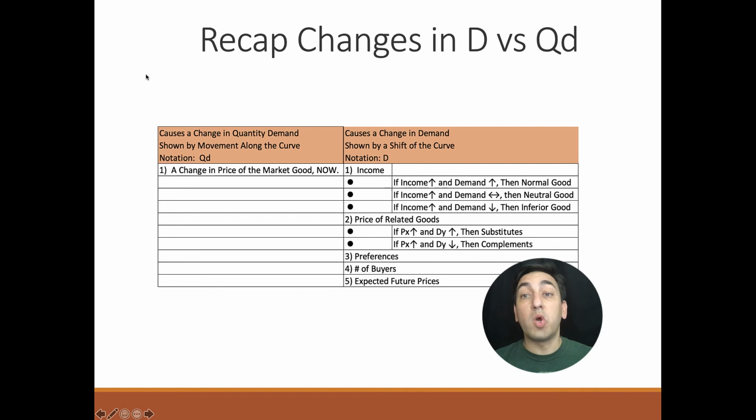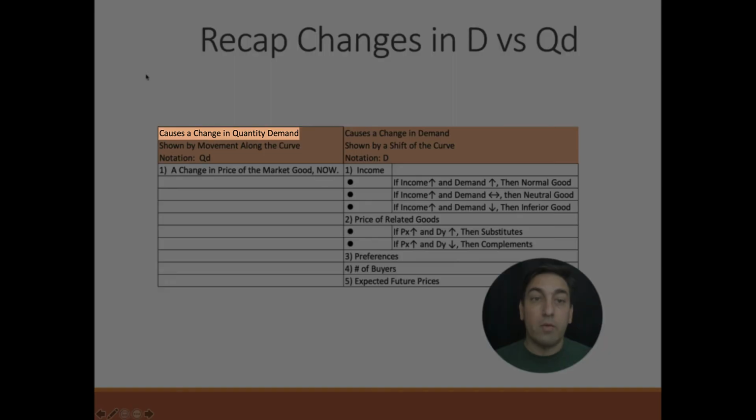Okay, so we're going to do a quick recap. The first thing we're going to talk about, we're going to recap the change in quantity demanded. The only thing that can change the quantity demanded, which is shown by movement along the curve, and the notation is QD, is if I change the price of the market good now.